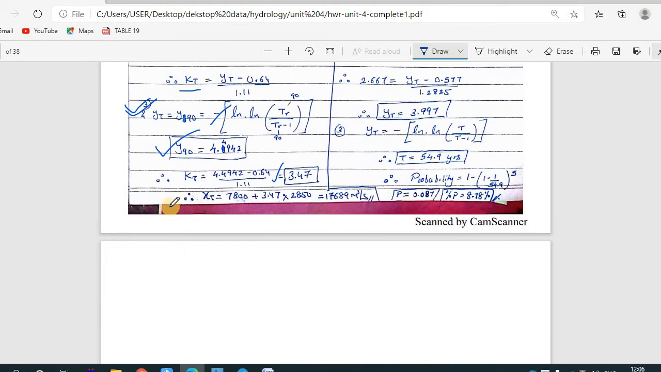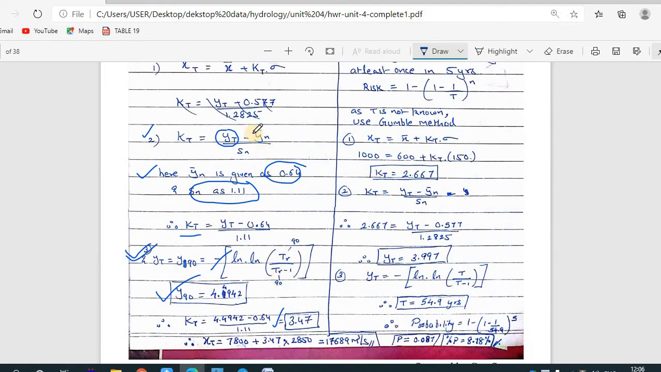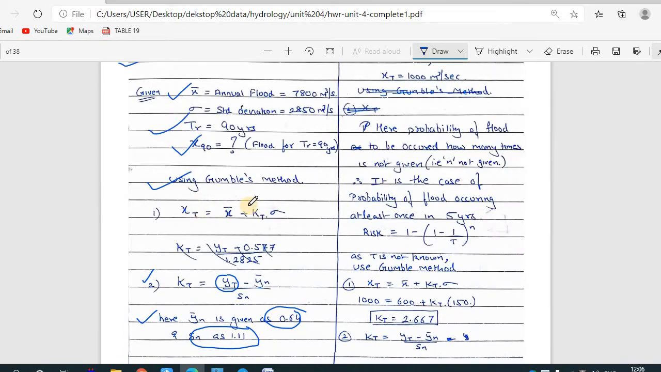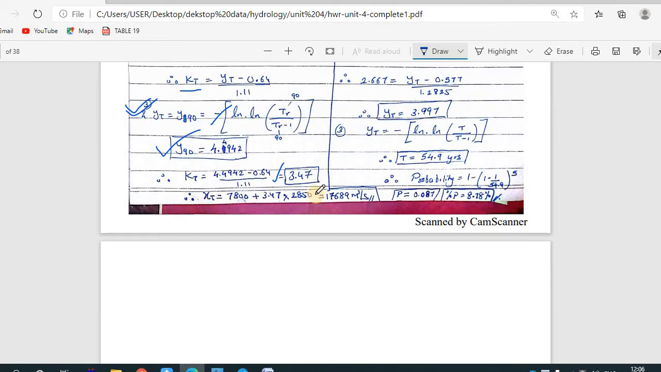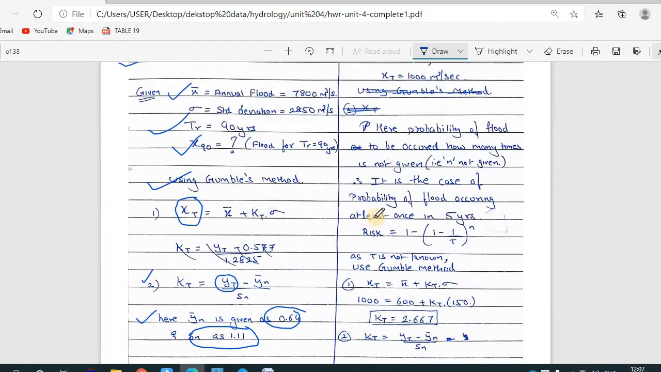Okay. After that, this kt value can be put in the equation of your xt, because we know the value of x bar, we know the value of kt, we also know the value of standard deviation. So from here we can calculate the xt value. The xt value is coming out to be 17689 meter cube per second. Okay, this is the value for your xt.